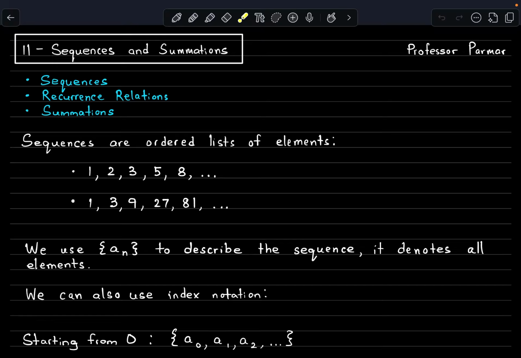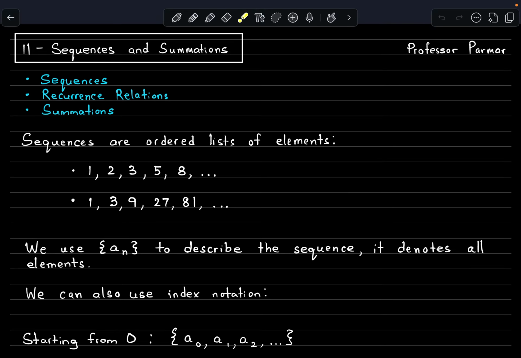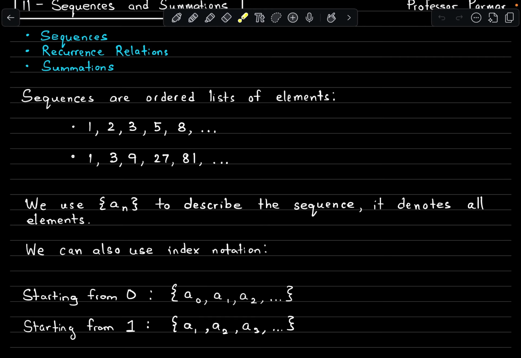So these are formulas, or there's some sort of logic behind what's going on here. We're going to talk about different types of sequences and how we can determine what the next term is going to be in a sequence. But to start off, we're going to use curly brackets and a singular term a sub n to describe a sequence, denoting all of those elements. We can also use what's called index notation. If we're starting from 0, then our first term is a sub 0. If we're starting from 1, our first term is a sub 1, and then we just count up from there in either case.